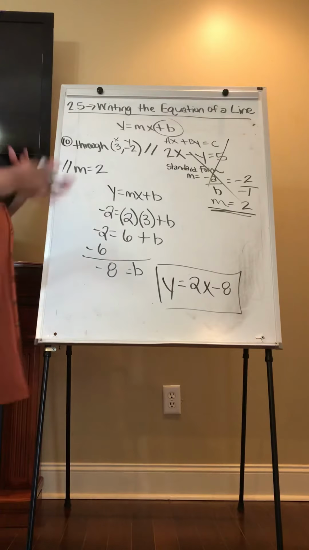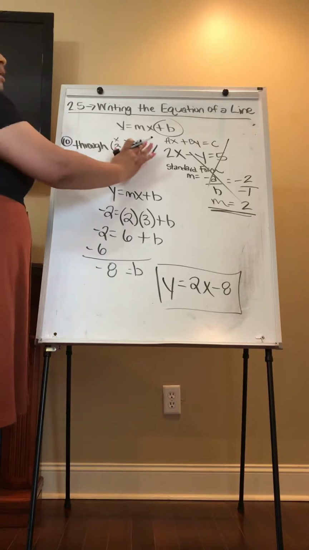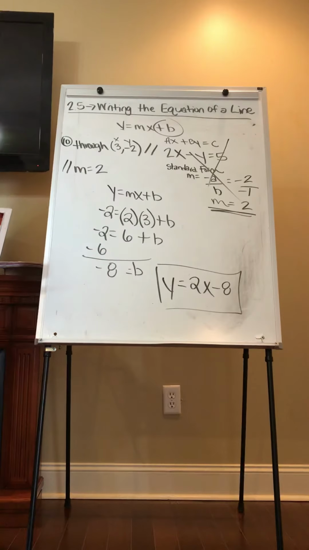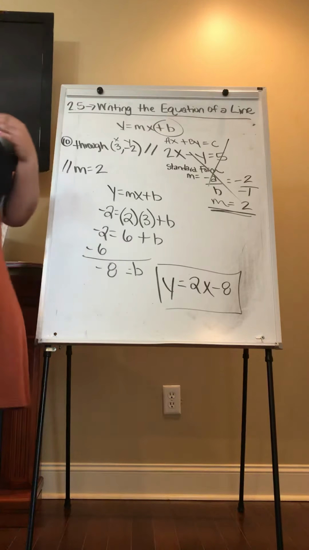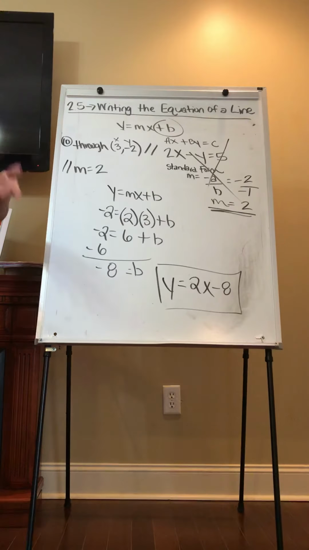Of the line that's going to hit this point, but it's parallel to that line. It moves like that line. So they have the same slope. Remember that parallel lines have the exact same M, the exact same slope.